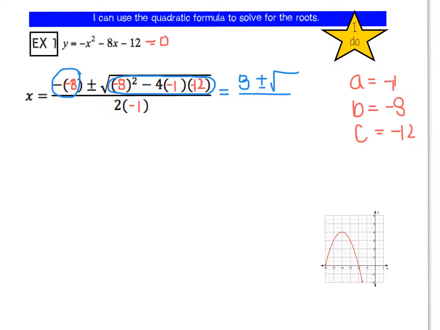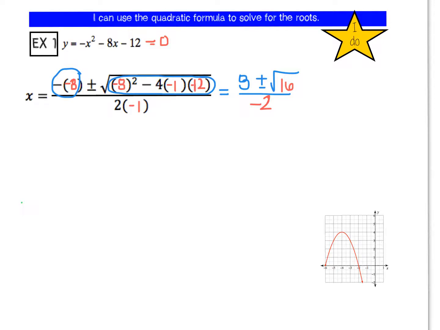So right now I'm going to calculate the discriminant. I'm going to type into my calculator negative 8 in parentheses, because it's that value squared, minus 4 times negative 1 times negative 12. When I plug that into the calculator, I get 16 as the discriminant. So that tells me I'm going to have two solutions. And then 2 times negative 1 is negative 2.